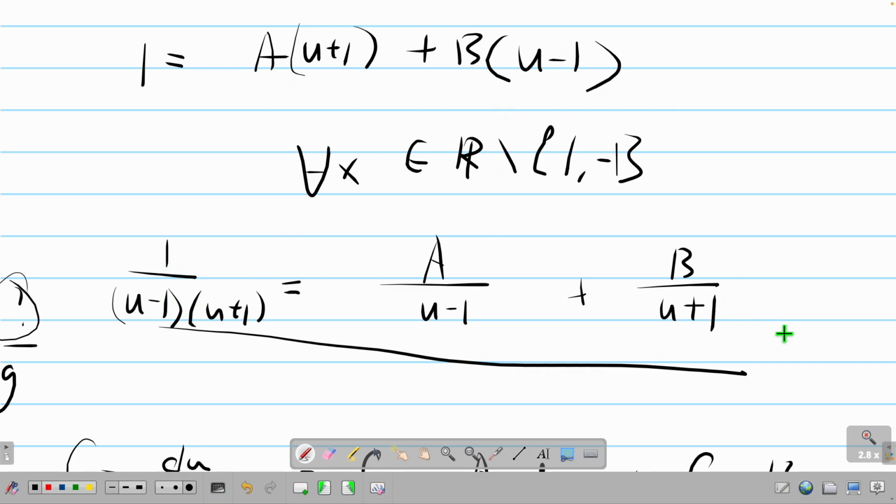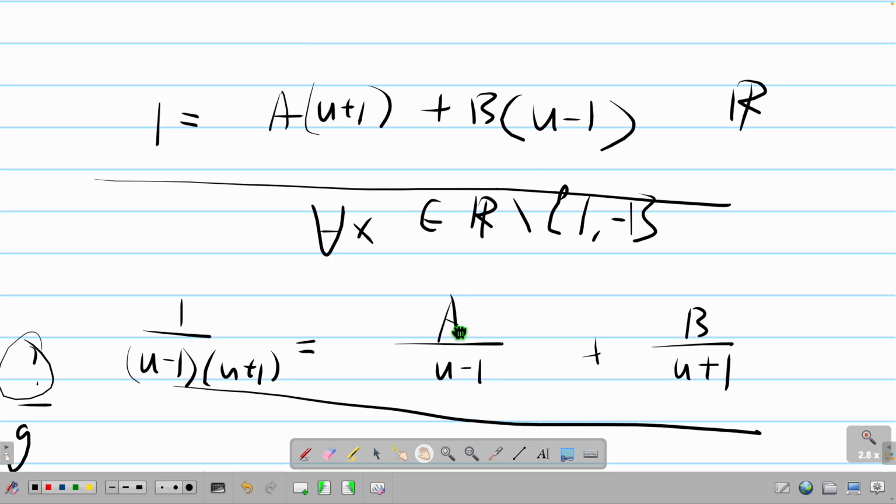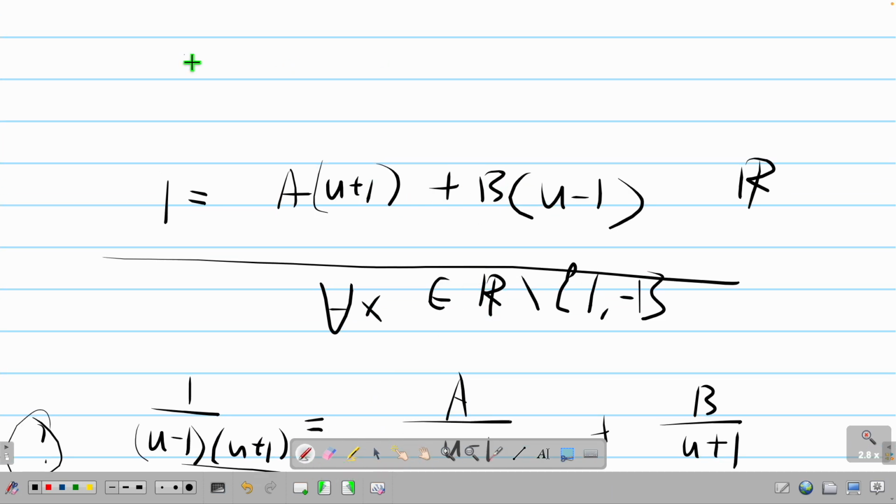I multiply the whole stuff by the denominator. Now this thing is true for all x, any x. Then I will just put in a number x such that one bracket disappears. So if I put x is 1, then I have 1 equal to b times 0, because x is 1, and then 2a. So a is what? This, I don't care. A is half.